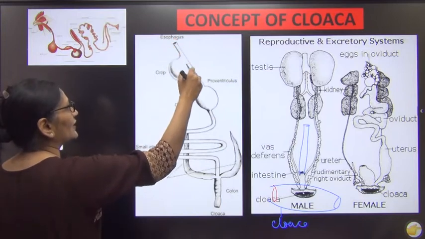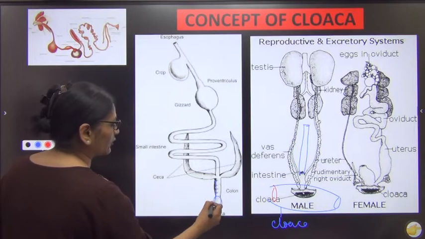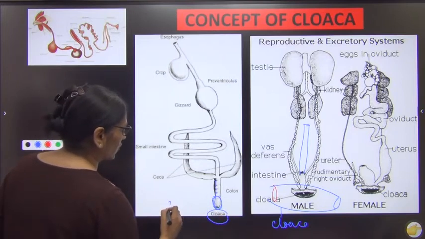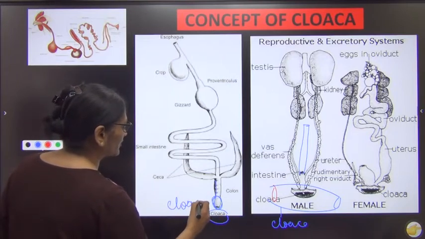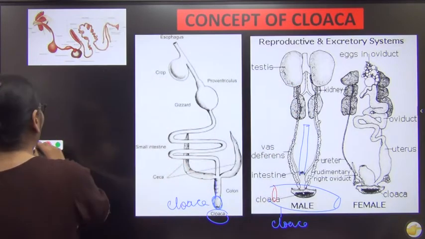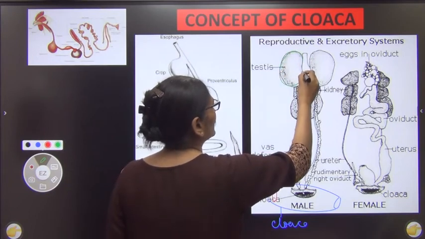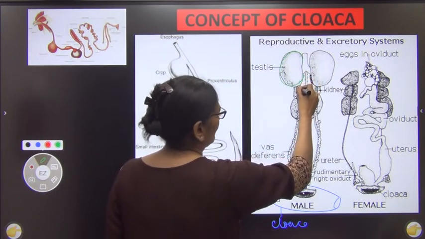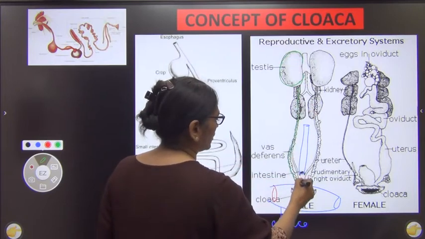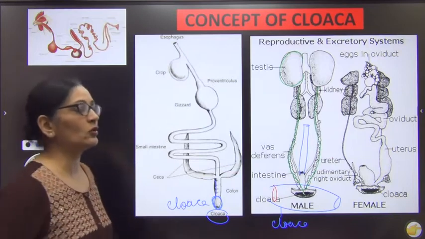This is your esophagus, crop, gizzard. This is the intestine, and the intestine ultimately opens into a structure called cloaca. It opens into a structure called cloaca. Similarly, look at this, this is the male, I am showing you. This is your reproductive system. This is the testis. The testis will open into the vas deferens, and the vas deferens also does not communicate to the outside independently. This will also open into cloaca.